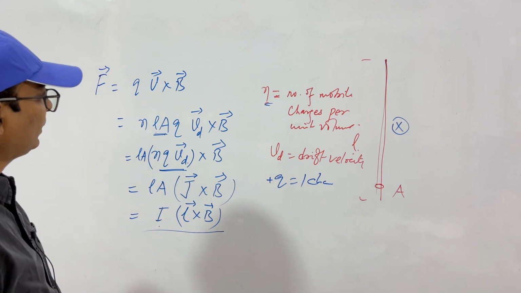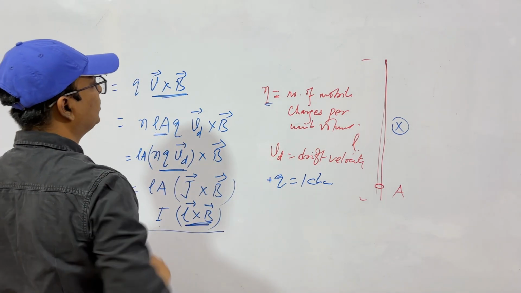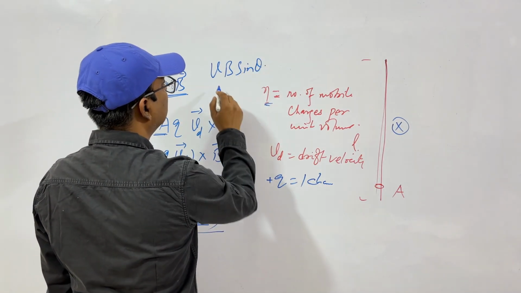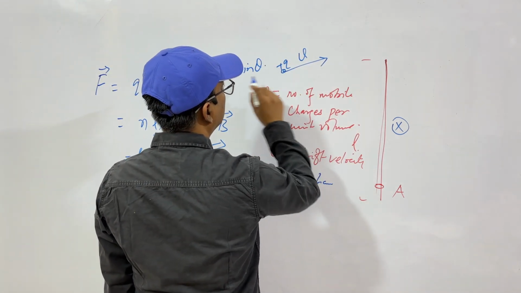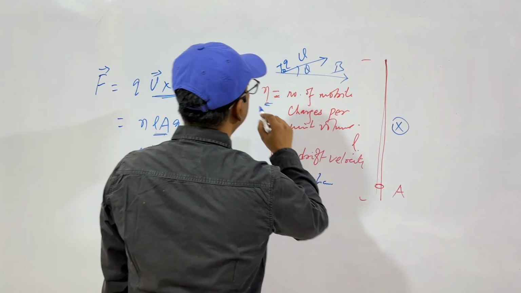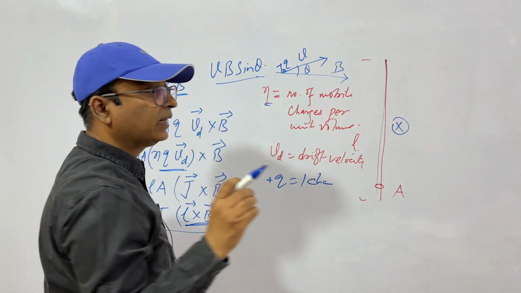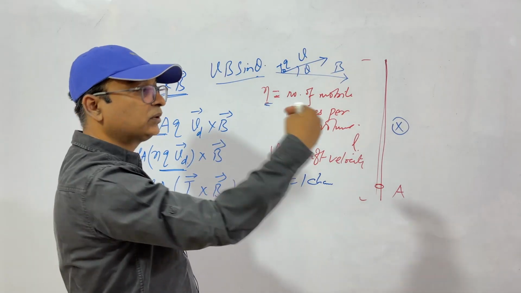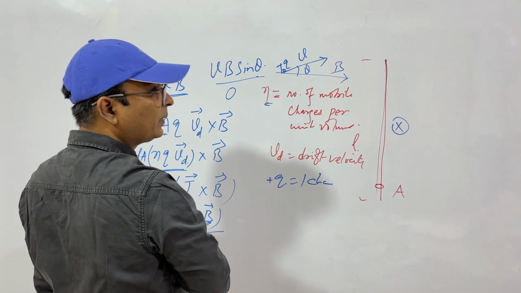Now from here, let's talk of this V cross B. What do you understand by this? V cross B means VB sine theta. This you know. If the charge is moving with velocity V and the magnetic field is, let's say, this B, then this is theta. So this is VB sine theta. That is, if velocity and magnetic field are parallel or anti-parallel, theta will be 0, then your magnetic force will be 0.